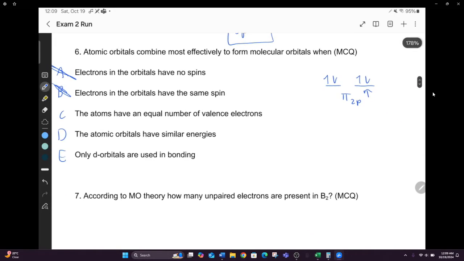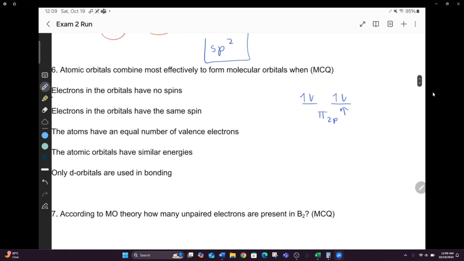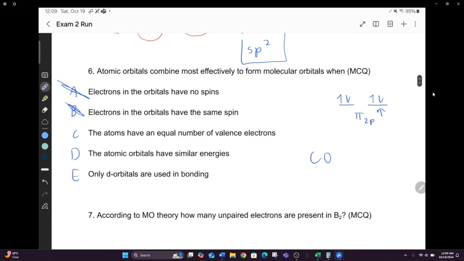Atoms have an equal number of valence electrons. Not necessarily true. For instance, if we did C and O, we can still do the sigma 2s, sigma star 2s, pi 2s, pi 2p. We can still do that even with CO or BO or BF, stuff like that. So it's not C.